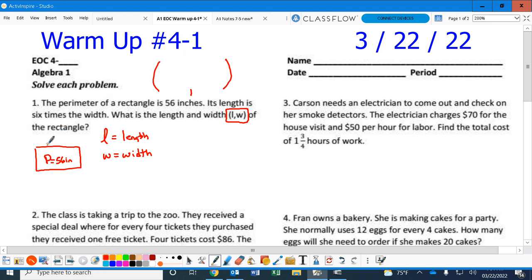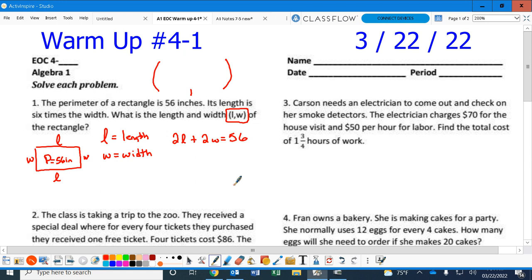And guys, remember in a rectangle there are 2 lengths and 2 widths. So the formula for the perimeter of a rectangle is 2 times the length plus 2 times the width. And what is the perimeter of this shape? 56. Perfect.